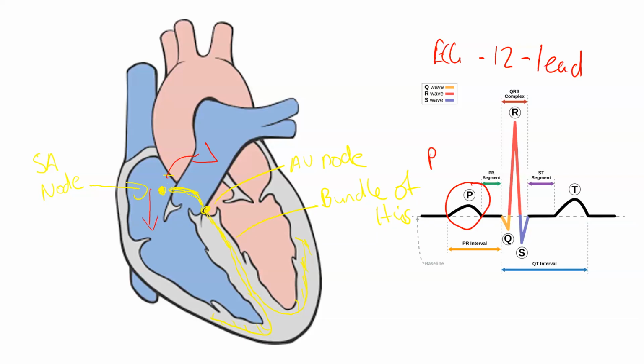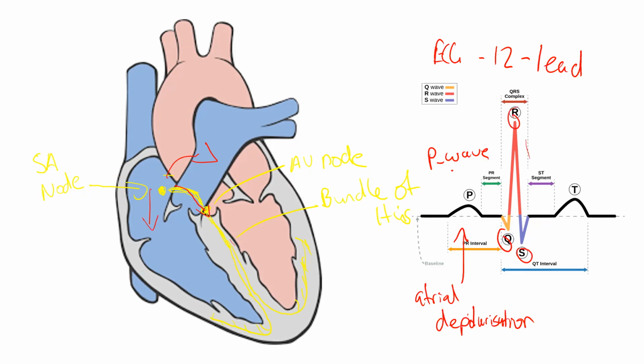So this represents your atrium contracting, or basically your atrium. How am I going to write this? This represents atrial depolarization. And as it travels down into the AV node and enters into the ventricles, this part here, your QRS, that is now your ventricles' depolarization.